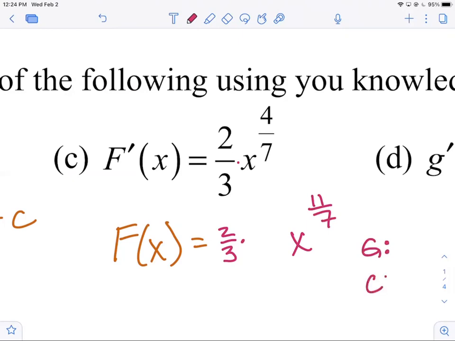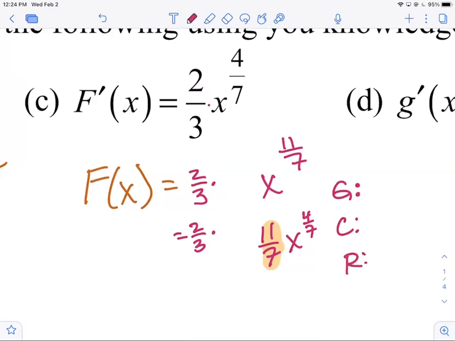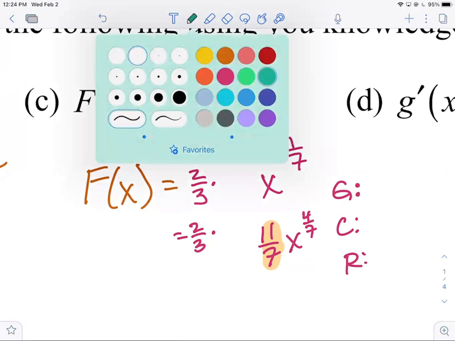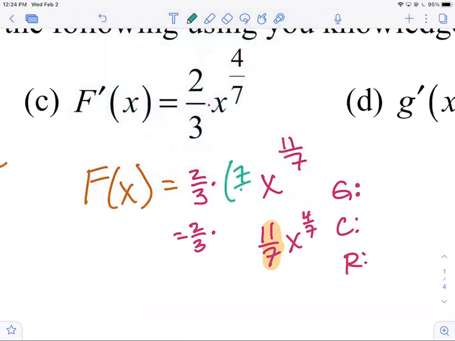That could be your guess. Now, your check. When you check, what's going to happen? The 2/3 is still there. And when you check, you get 11/7 times x to the 4/7. And now you revise it because you're like, crap, I have an unwanted 11/7. How do I get rid of an unwanted 11/7? 7/11. There you go. You multiply by its reciprocal.